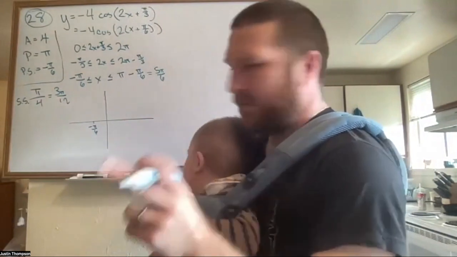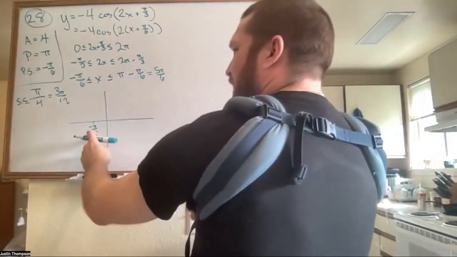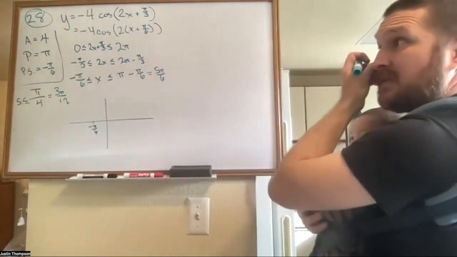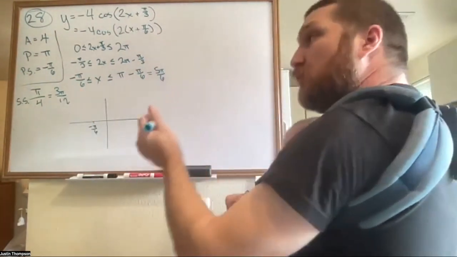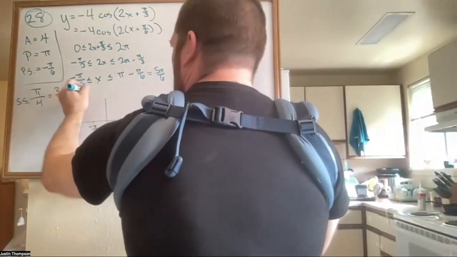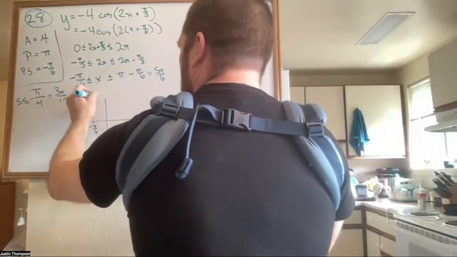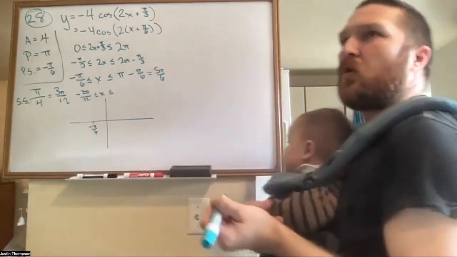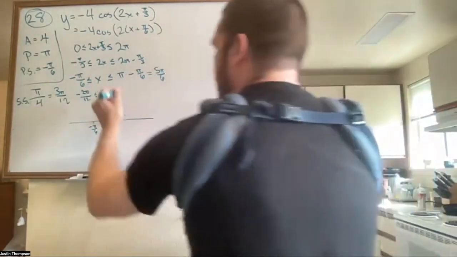Right? Okay. This guy, pi over 6, is the same thing as negative 2 pi over 12. And 5 pi over 6 would be 10 pi over 12.